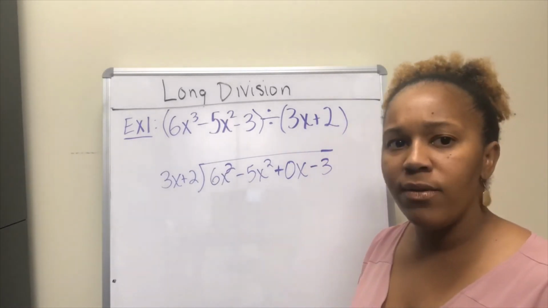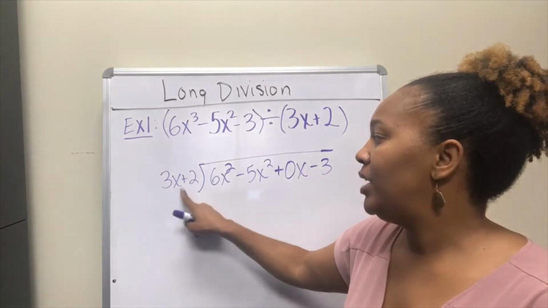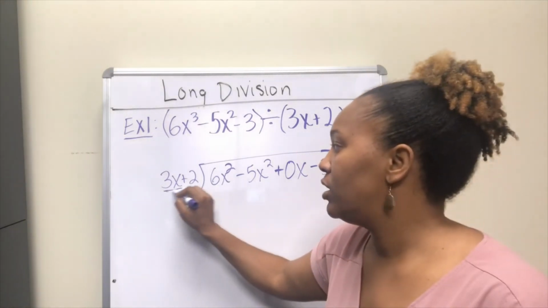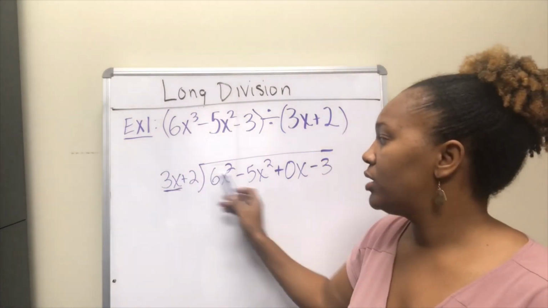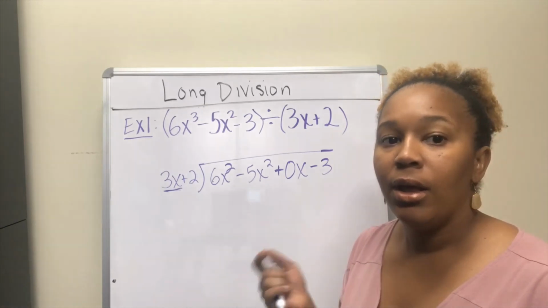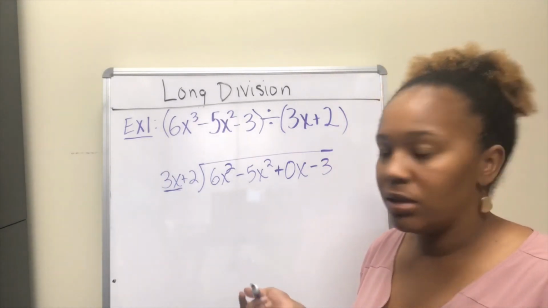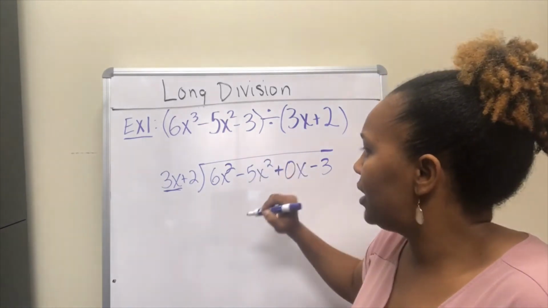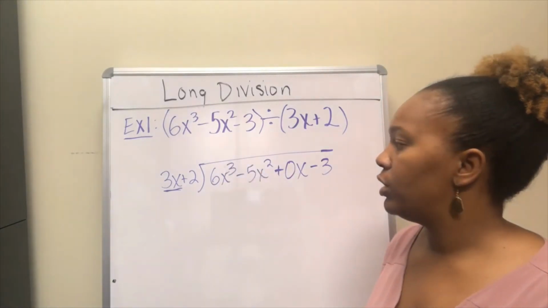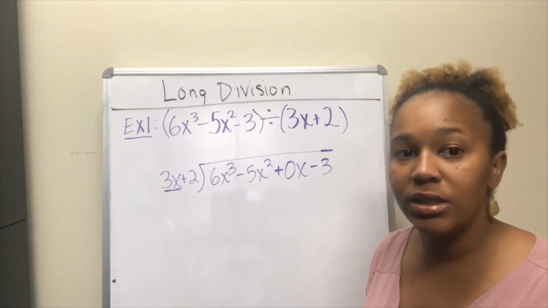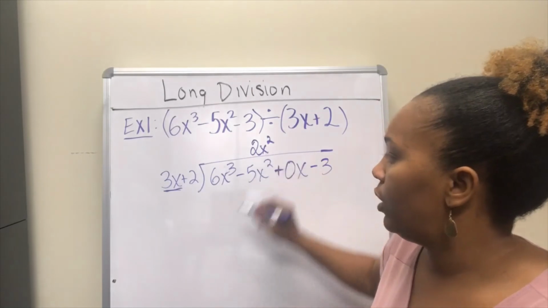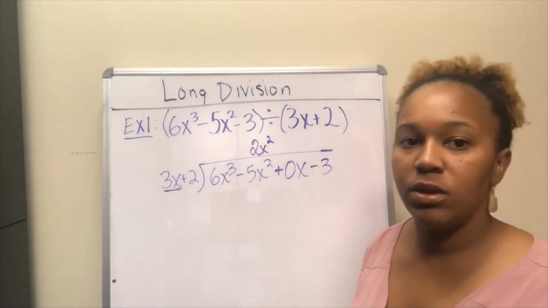The first thing you want to do is see how many times this goes into this, and when you do that, you're only looking at the first term here. So 3x goes into 6x to the third how many times? Or another way you can ask is, 3x times what will give you 6x to the third? And so that will be 2x squared. So 2x squared times 3x will give you 6x to the third.